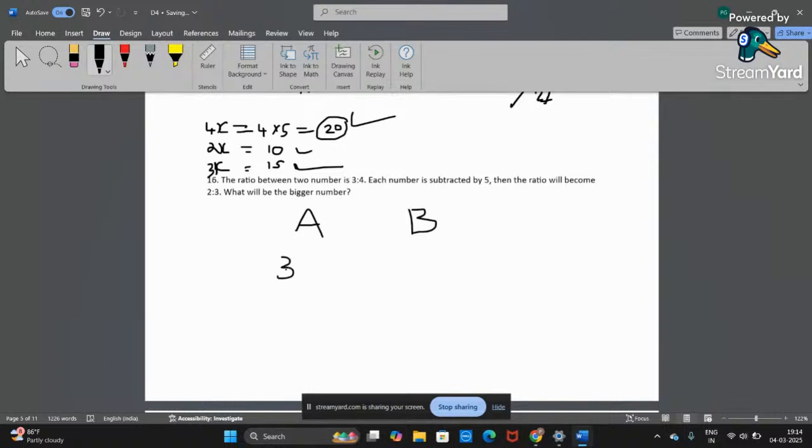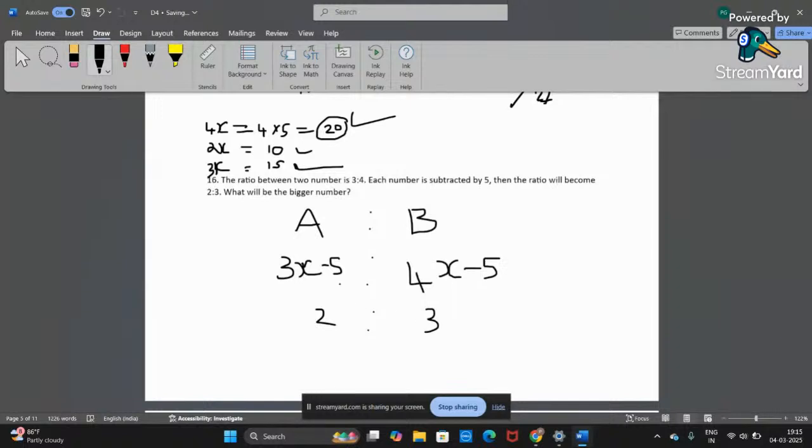So what we will write? 3x, and this as 4x, because it is not an exact value. So we are taking it as x. Each number is subtracted by 5. That means we have to subtract this with 5, both the sides. Then after subtraction, the ratio will become 2:3. Before the ratio was 3:4. After subtracting, the ratio will become 2:3.